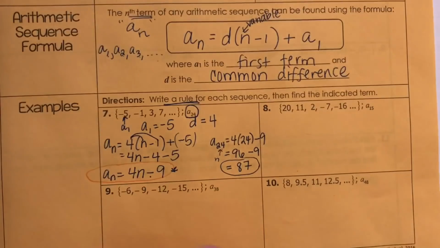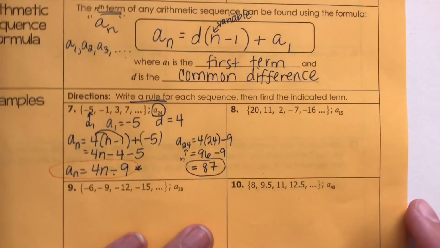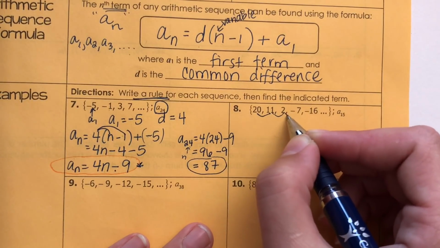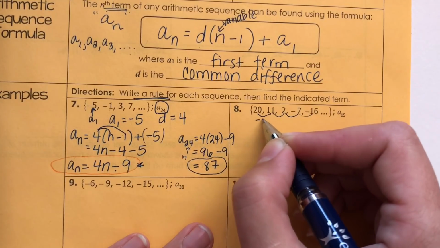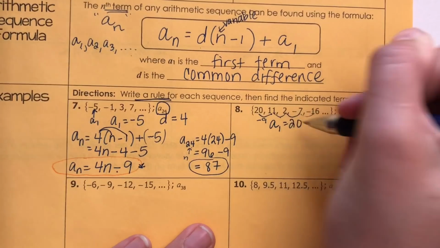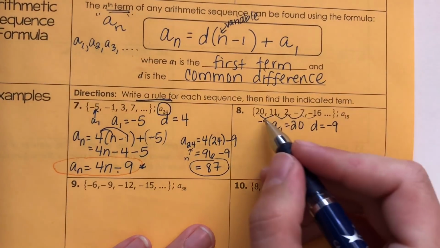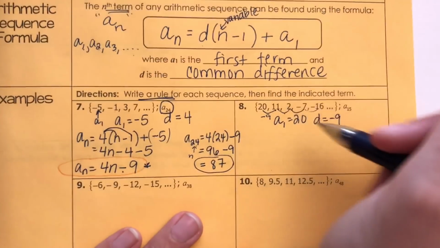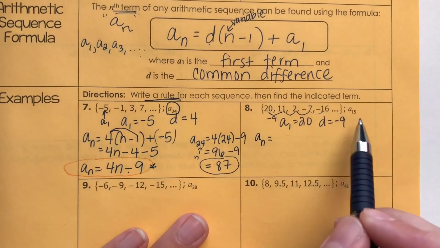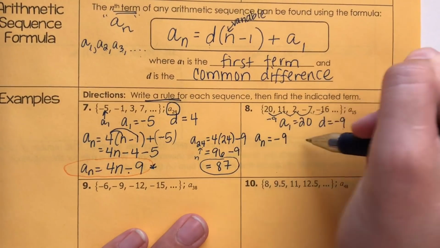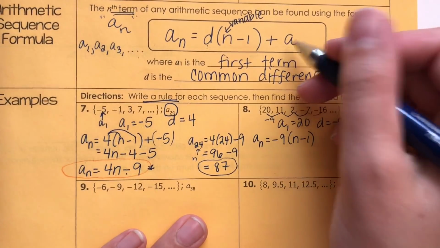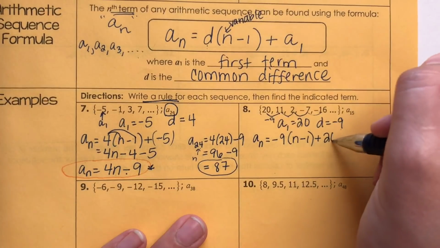And let's try another one here with maybe a negative difference. So this one here is 20, 11, 2. So it looks like this one's going down by 9 each time. So we know A1 is 20, and we know the difference is negative 9 because it subtracts 9 each time. Now let's put that into our formula. So we have A sub n equals, and instead of d, we put negative 9. And then in the parentheses, we have n minus 1. And then plus A1, well, A1 is 20.